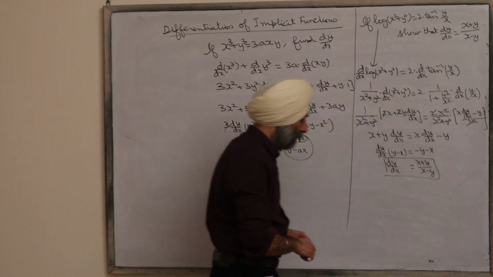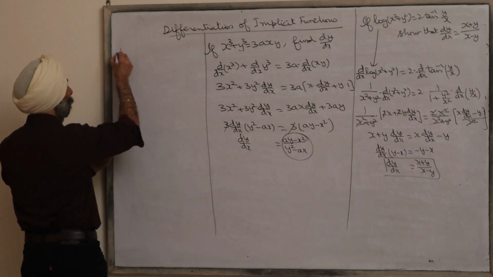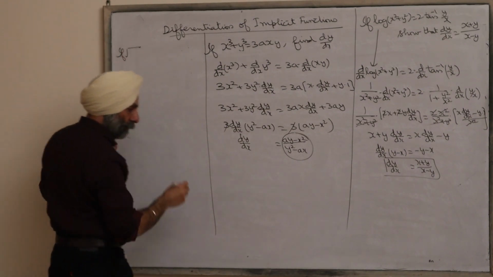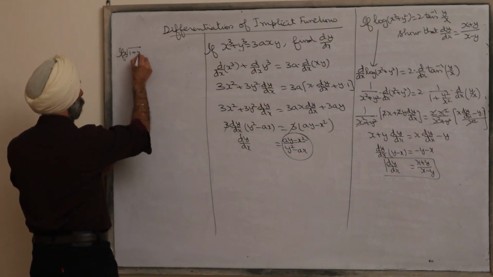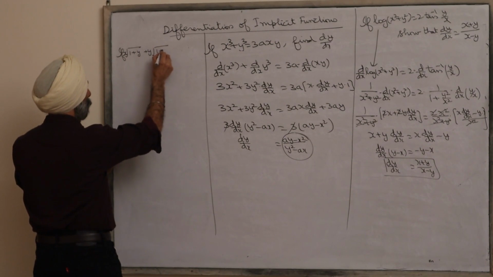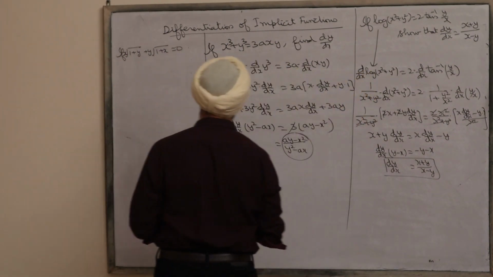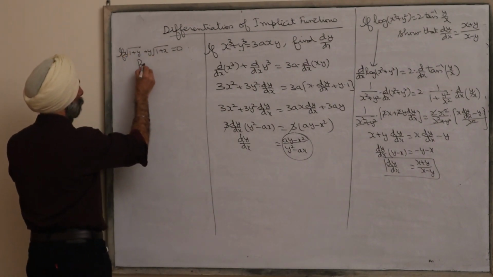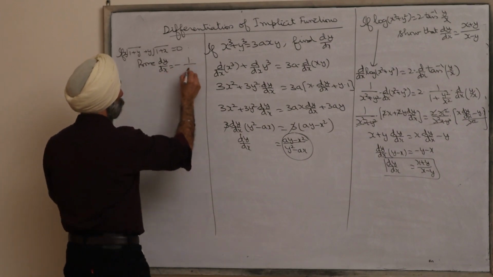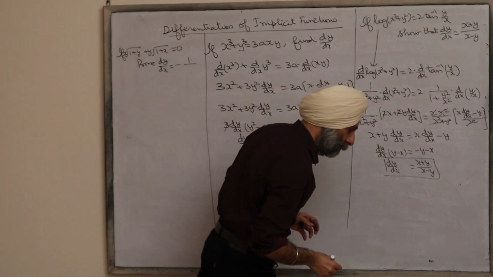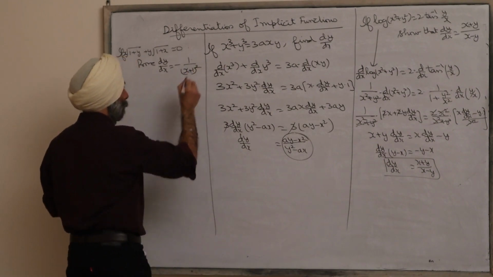Now next is, if the statement is x into under root of 1 plus y, plus y into under root of 1 plus x, is equal to 0. Prove that dy over dx is equal to minus 1 over x plus 1 whole square.